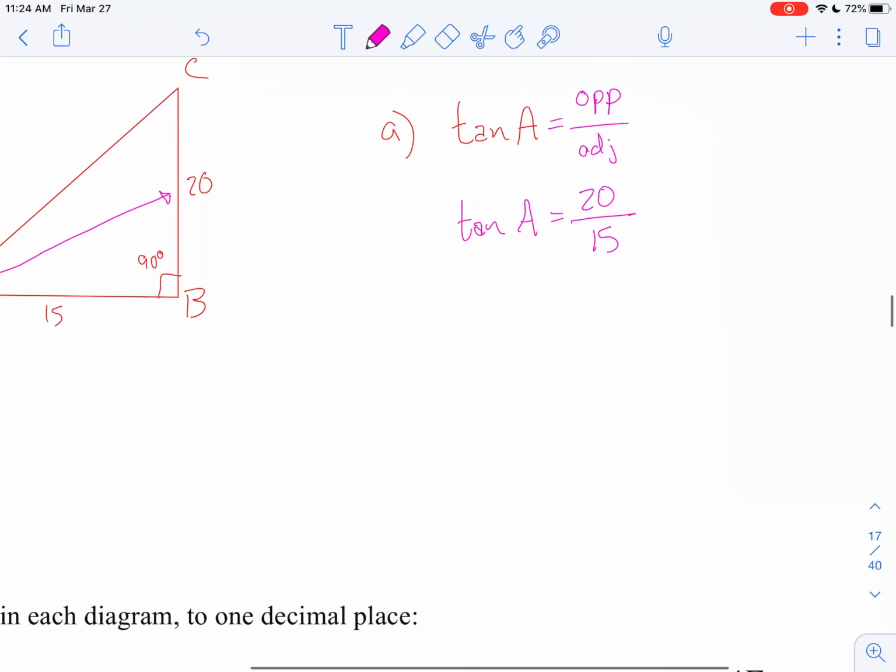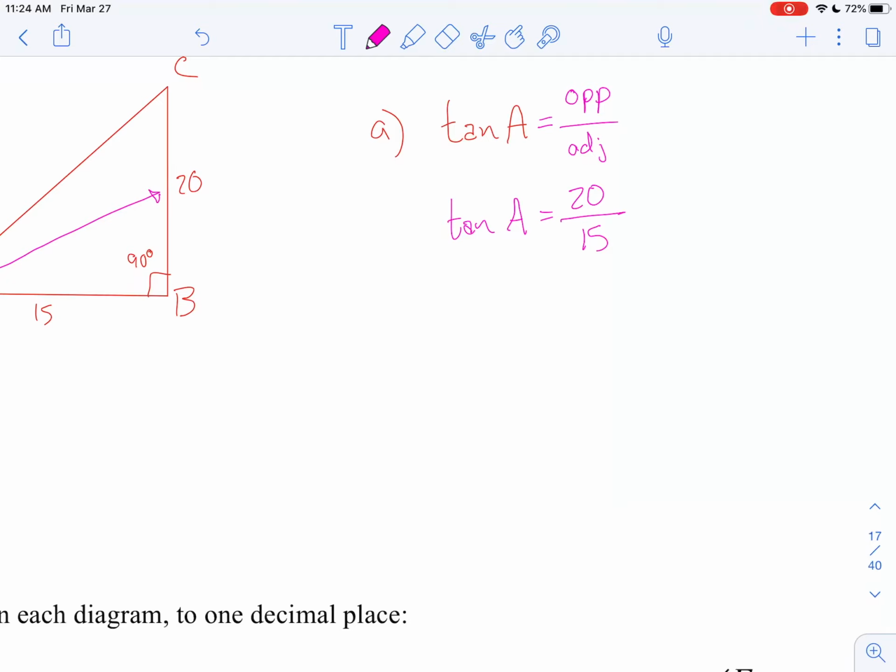And you notice now we have an unknown angle instead of an unknown side length. To solve for a missing unknown angle, we can't just divide this by tan and divide this by tan, because tan doesn't exist by itself. Tan needs to have an angle attached to it here. So we cannot just divide both sides by tan and then say A is equal to 20 divided by 15 all divided by tan, because mathematically this doesn't make sense. Tan doesn't exist without a number written beside it. So that would be all wrong. I'm going to erase all that.